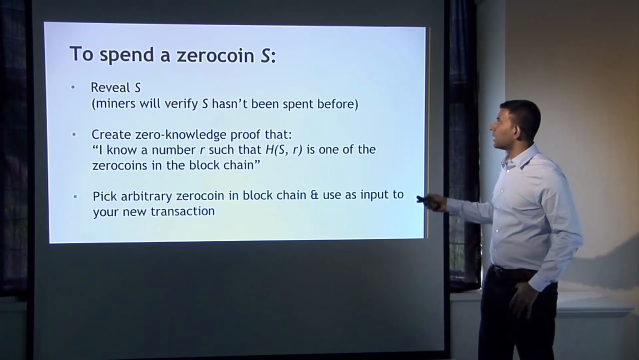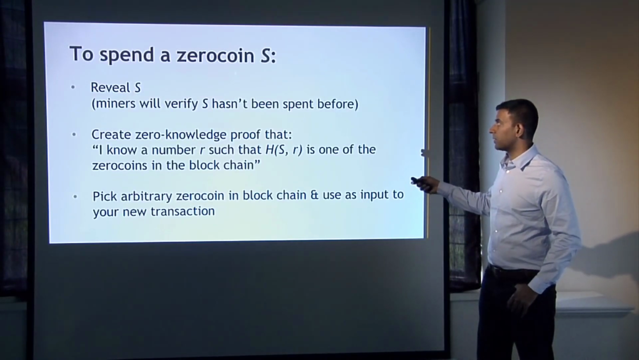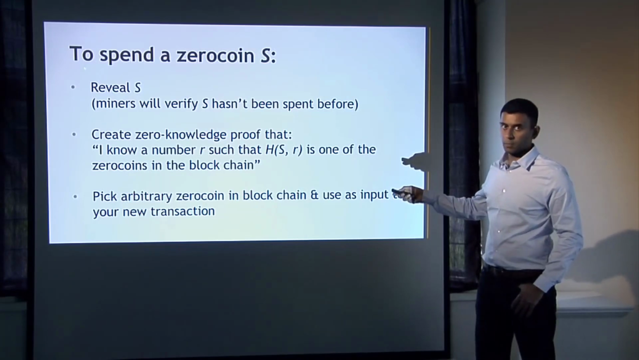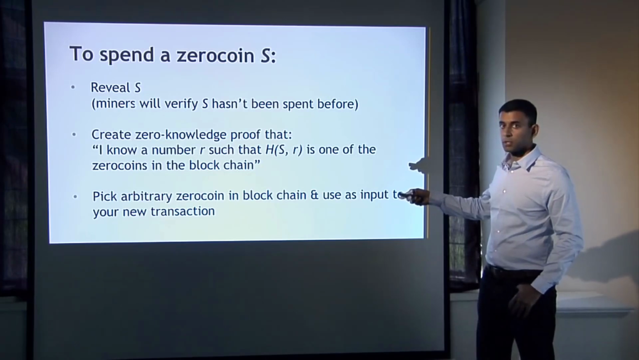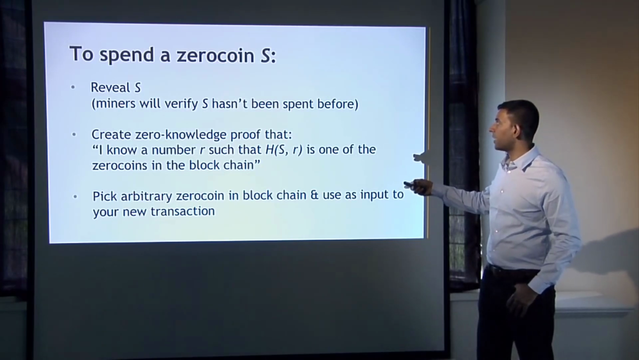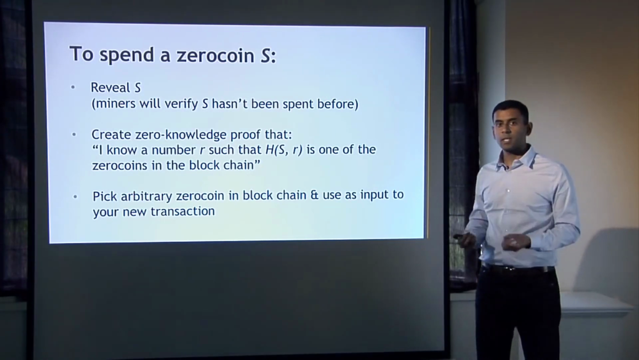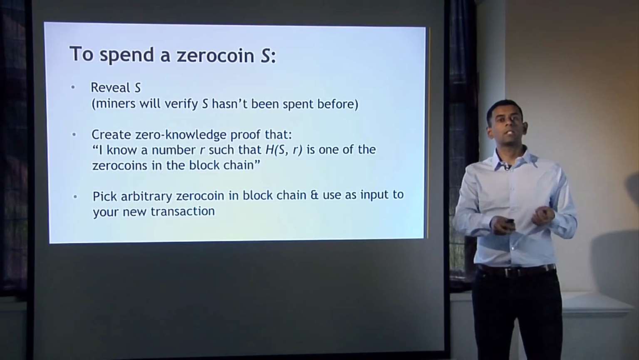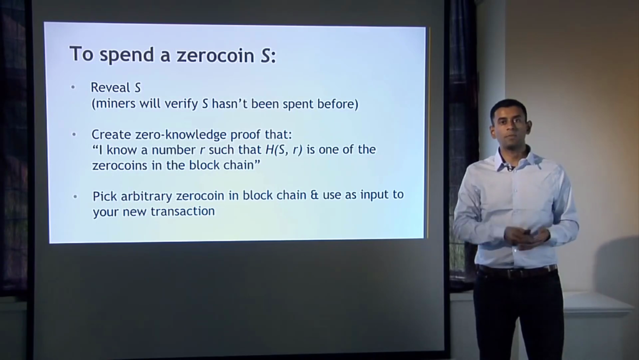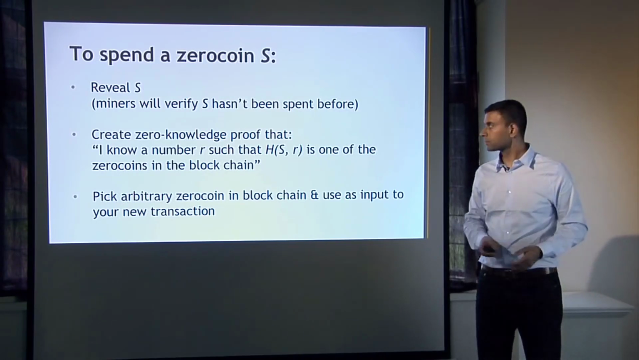So how does that work? To spend the zero coin later, you will reveal that serial number that you put inside the envelope. And what miners will do, it's their job to verify that the serial number has not been spent before, that the serial number has not been revealed as the number that was put inside some other envelope. That's what prevents double spending in the system.